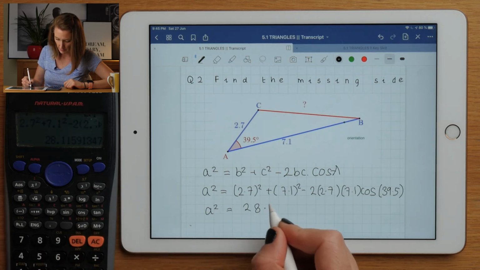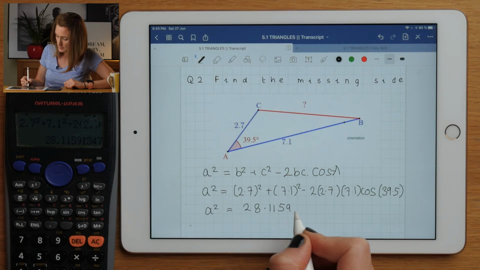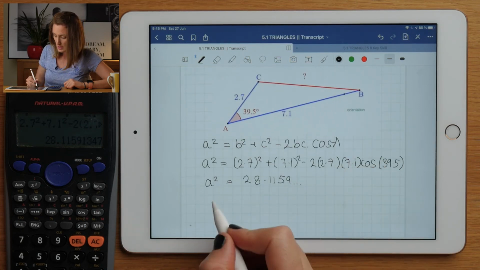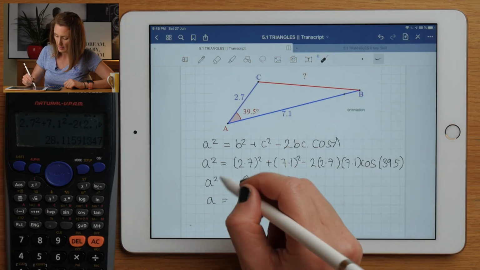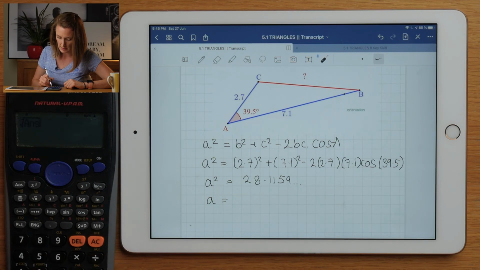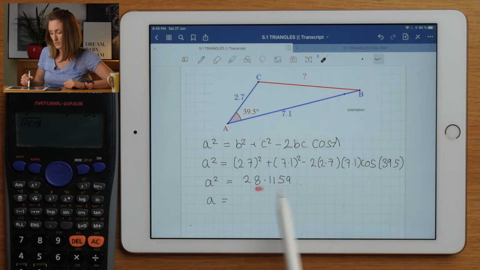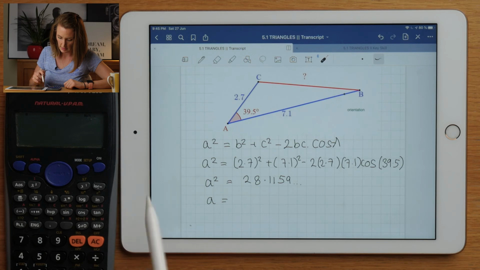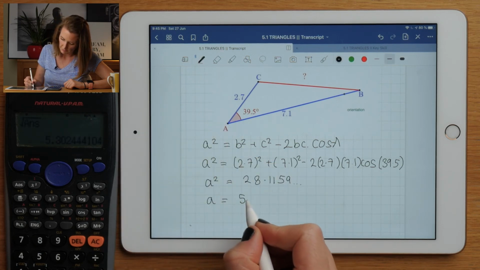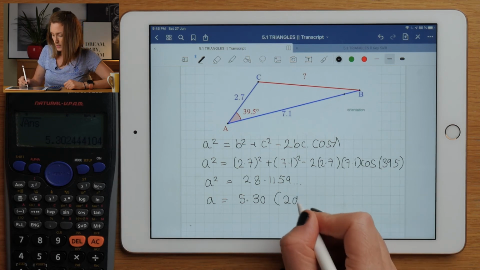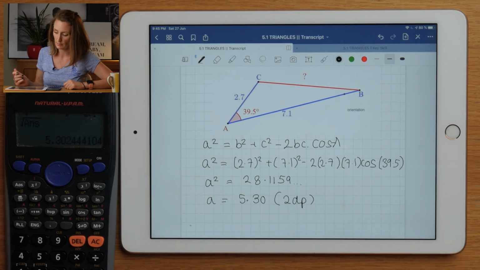Type it all in. That gave 28.1159. Sometimes you can just put a ... to signify to the examiner that that number continues. To go from a squared to a, the inverse of, or the opposite of a squared is square root. So you type in square root ans. That will keep all of the digits in when you get the answer. So you're just going to hit the square root button and press your answer key, and that gives you 5.302. And depending on what level of accuracy the questions ask for, 3 significant figures, 2 decimal places.